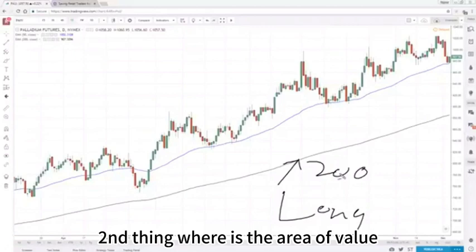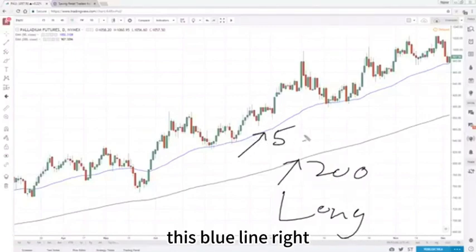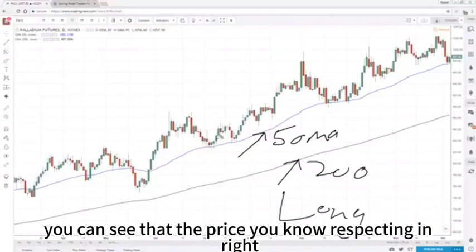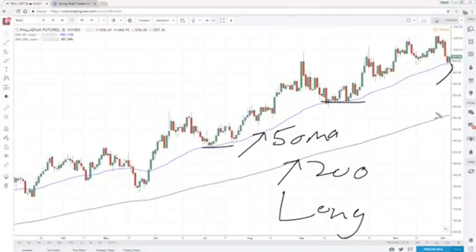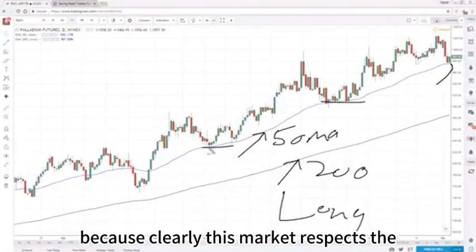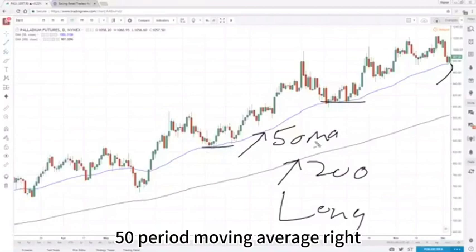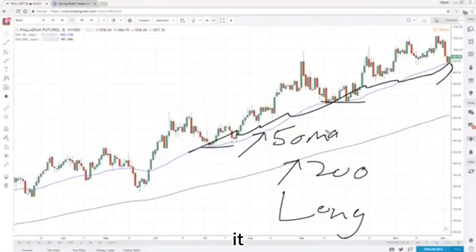Second thing, where is the area of value? I use the 50 period moving average, which is this line over here, this blue line. You can see that the price respects it, bounced once, twice, and it came back here a third time again. So at this point, I'm looking for an entry because clearly this market respects the 50 period moving average. This is the area of value, this area over here that I've shaded.